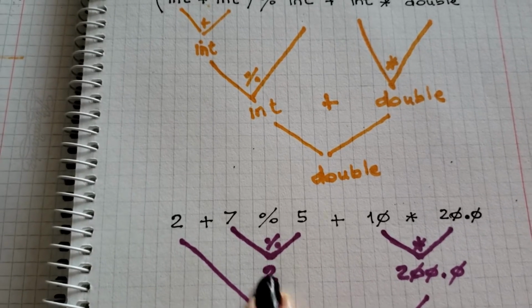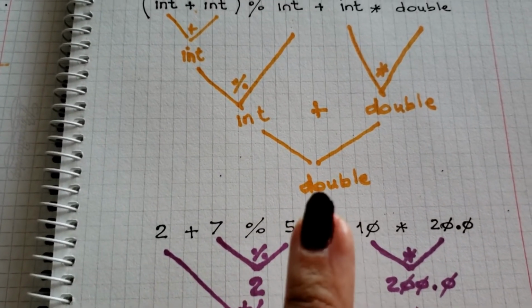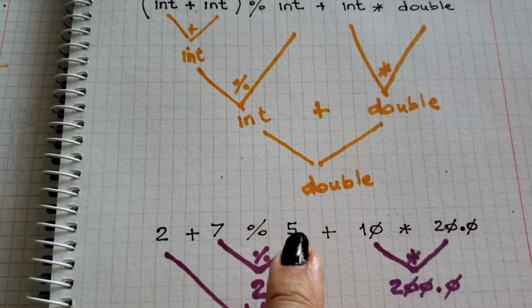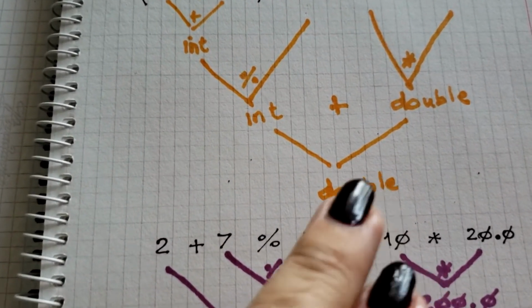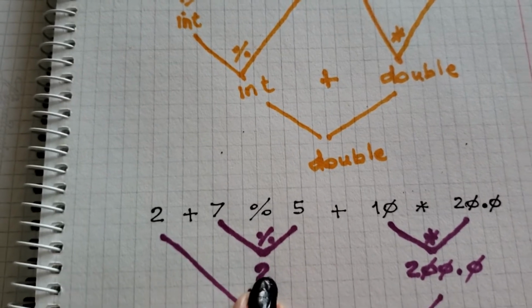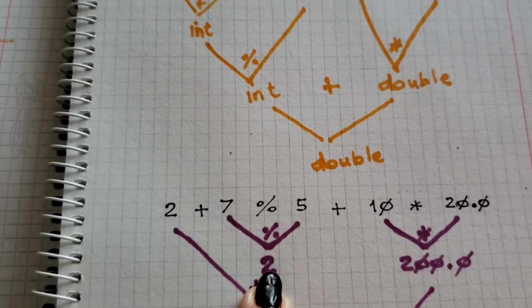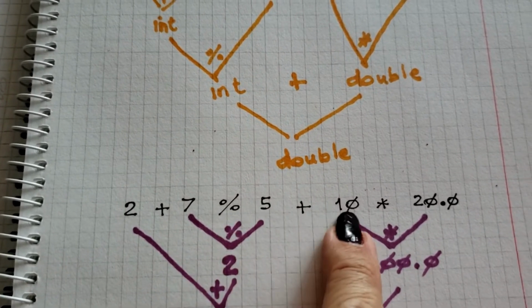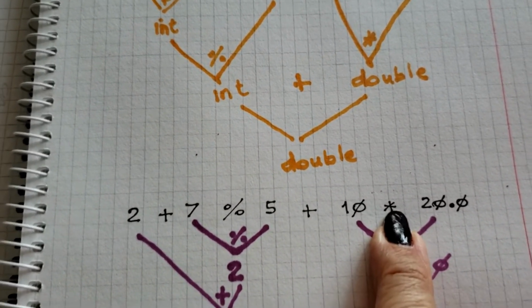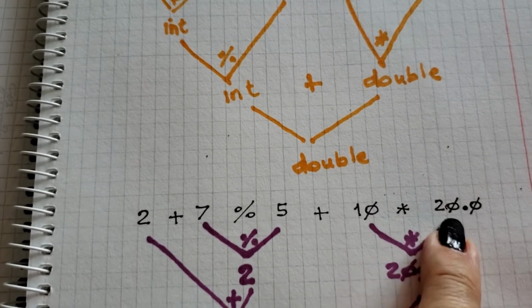So 7 divided by 5 is 1. 1 times 5 is 5. 7 minus 5 is 2. That's the remainder. So I get a 2 as a result. Then the next operation at this level is the multiplication. So I have 10 times 20.0.